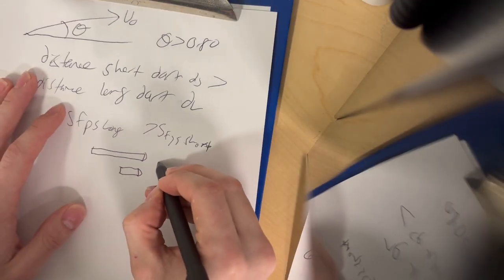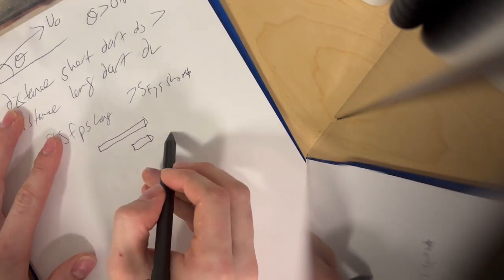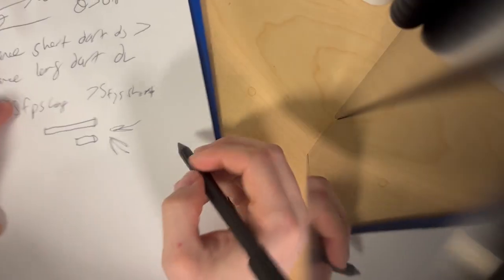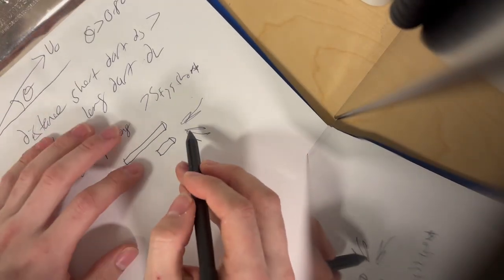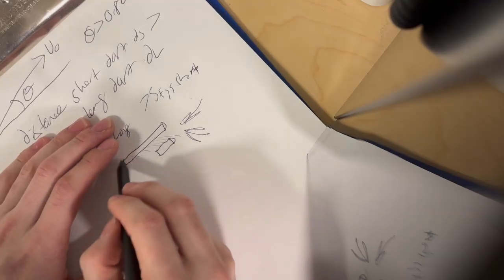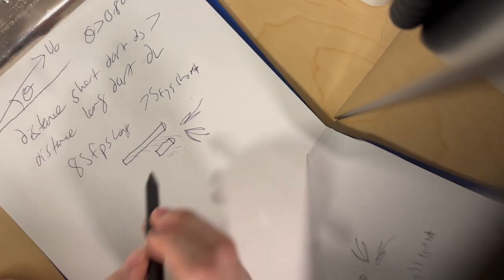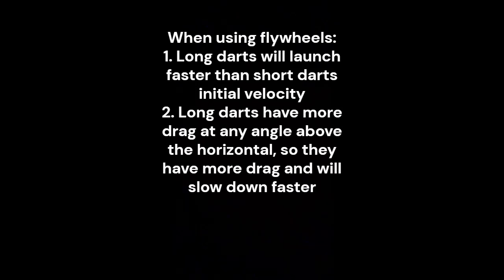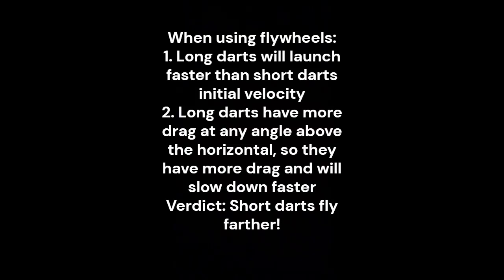However, you introduce even a slight angle, and you can draw it like that: one arrow coming this way, one arrow going that way. If this is at an angle and that's our arrow, you see that the area of incidence with the long dart is much greater than the short dart, despite the fact the long dart is going faster. So what does this mean when using flywheels? 1. Long darts will launch faster than short darts at the initial velocity. 2. Long darts have more drag at any angle above the horizontal, so they will slow down faster. Verdict: short darts will fly farther.